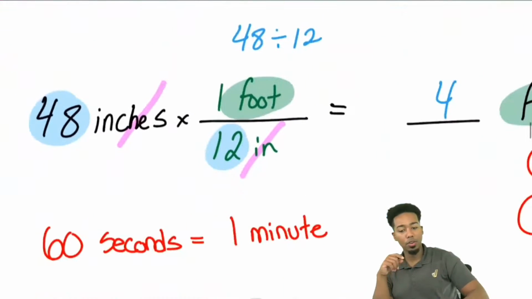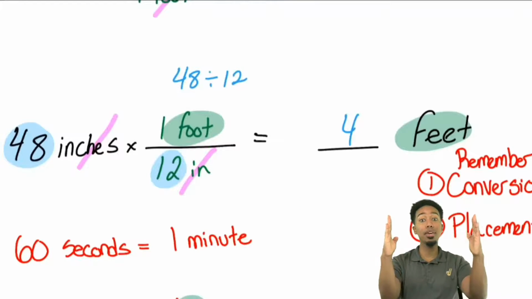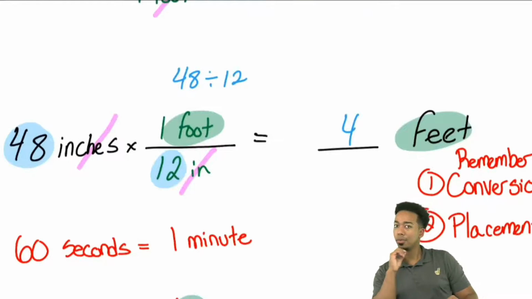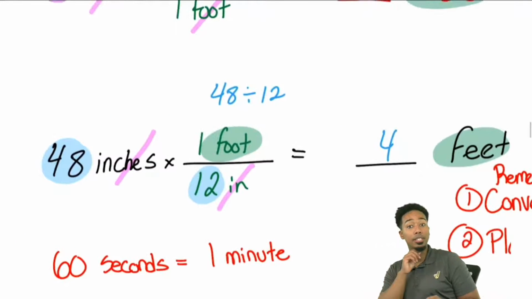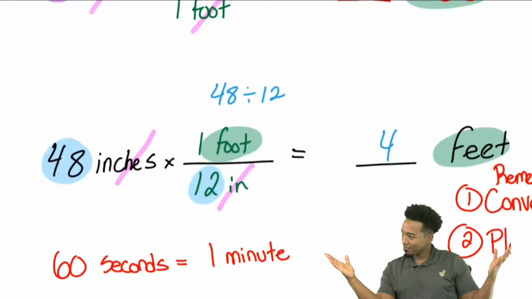Okay. Over here, starting with inches, going to feet. Starting from a small, going to a big. What are we supposed to do? Supposed to divide. Is that what ended up happening? Yeah, absolutely. That's exactly what ended up happening.